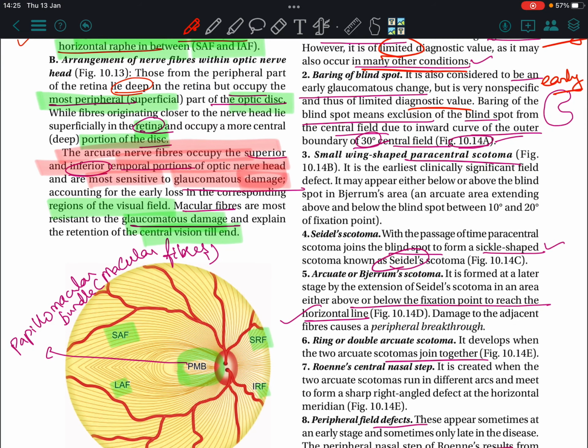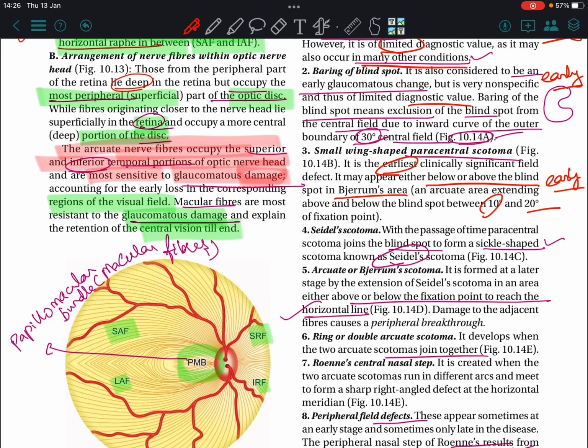30 degree central field. Small wing shaped paracentral scotoma is the earliest clinically significant field defect. It may appear either below or above the blind spot in Bjerrum's area. An arcuate area extending above and below the blind spot between 10 to 20 degrees from the fixation point.